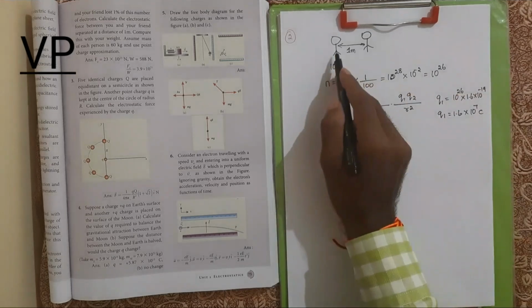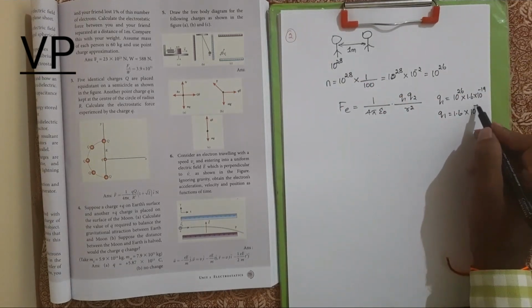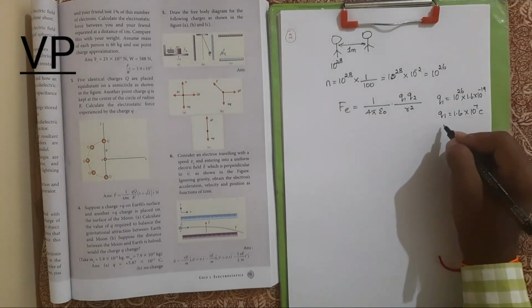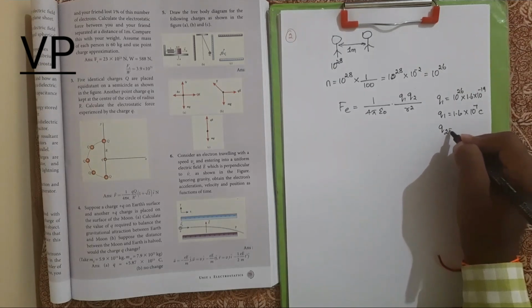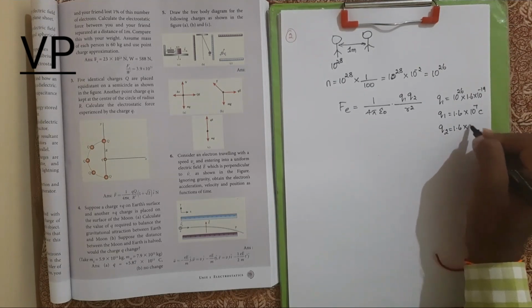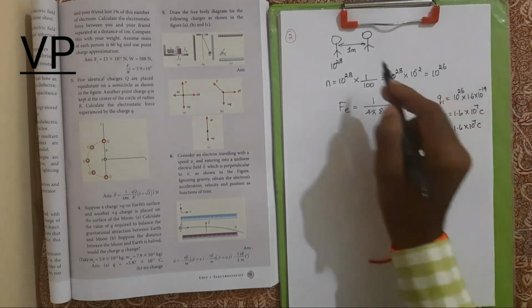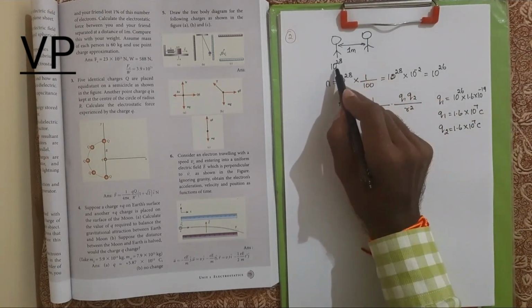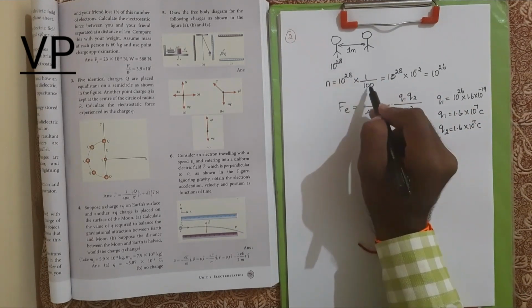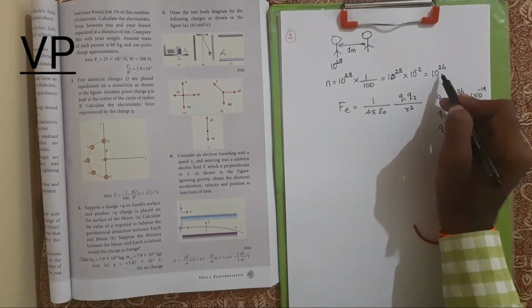The charge in me is 1.6 into 10 to the power 7 coulomb, and the charge in my friend is the same, 1.6 into 10 to the power 7 coulomb. Why? Because we both had the same amount of charge initially and we lost the same amount of charge, such that we have the same number of electrons.